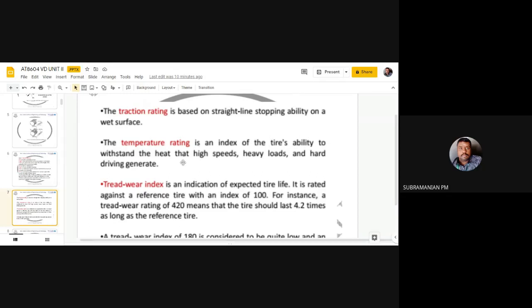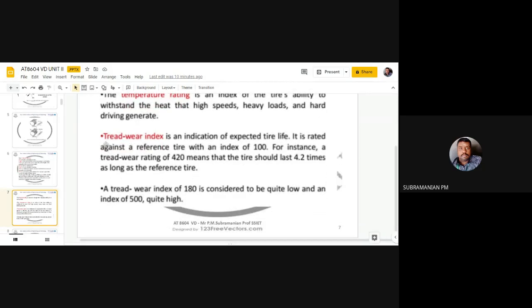The temperature rating, you can guess by the word itself, is how far the tire can withstand heat at high speeds as well as loads. Then another major thing to remember is the treadwear index. A tire normally lasts some period, say 5 or 6 years. After that you have to replace the entire tire itself.